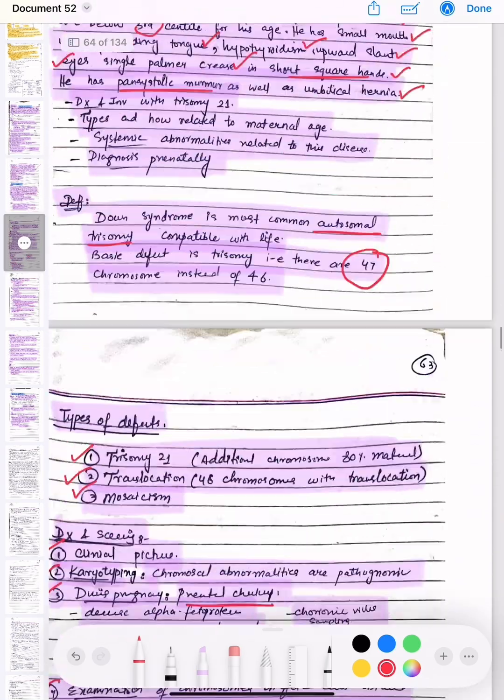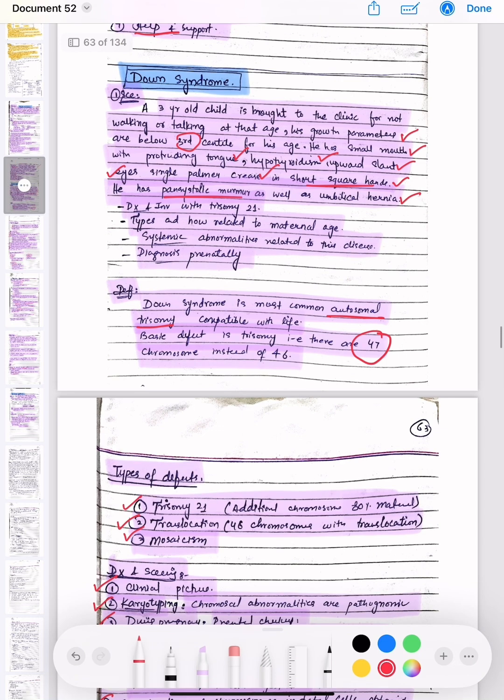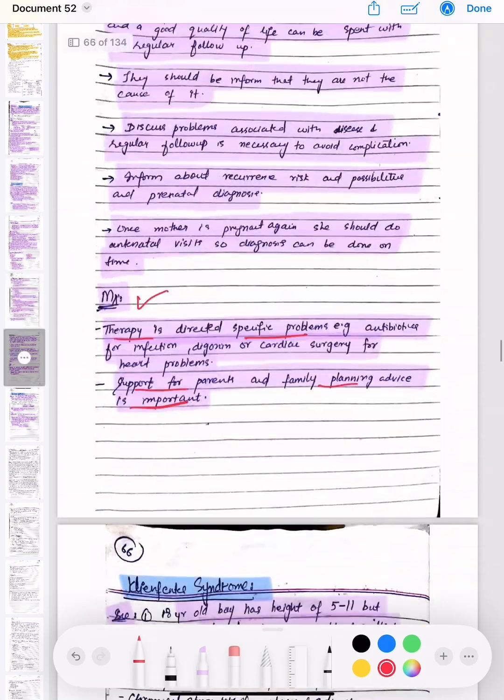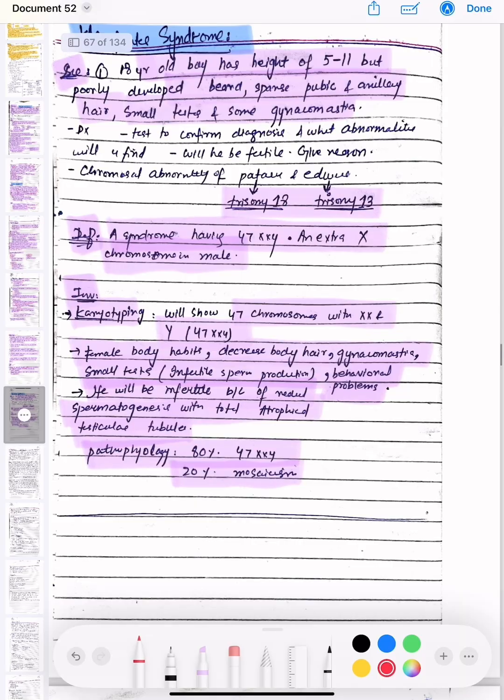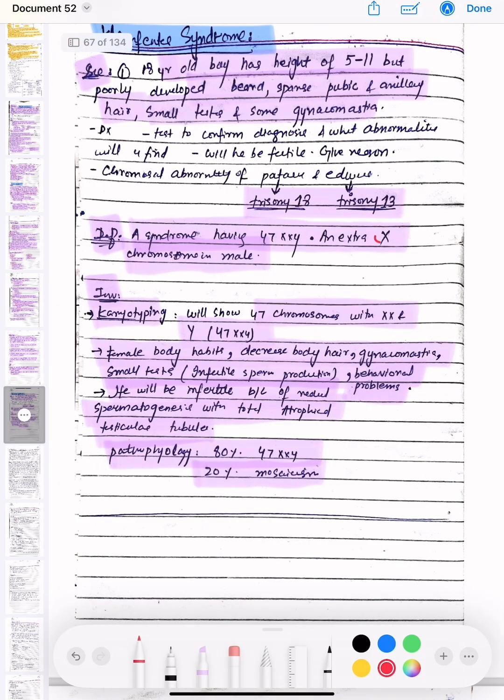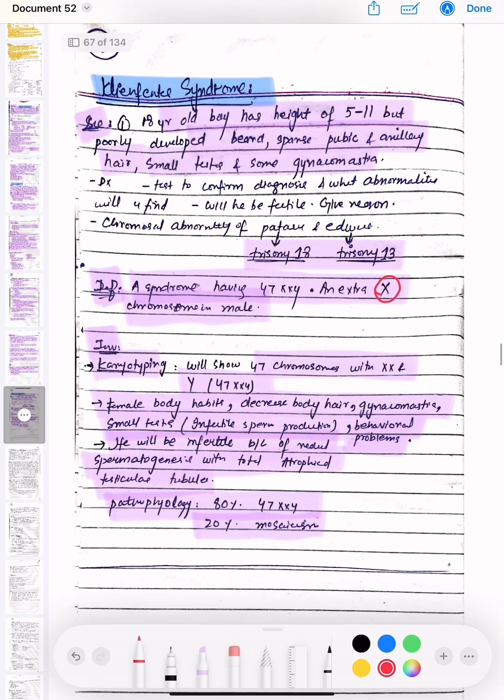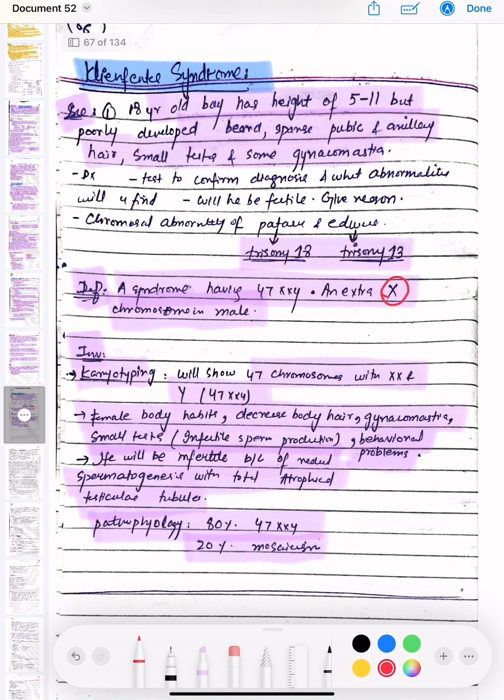And there is an extra chromosome. It is an autosomal trisomy, and there are 47 chromosomes instead of 46. In Klinefelter syndrome, there are 47 chromosomes, that is, one extra X chromosome is present, which leads to female body habitus, decreased body hair, and gynecomastia. So here we have discussed all these three topics.